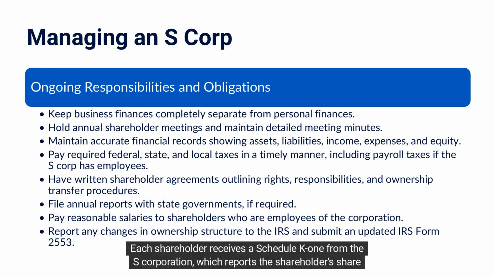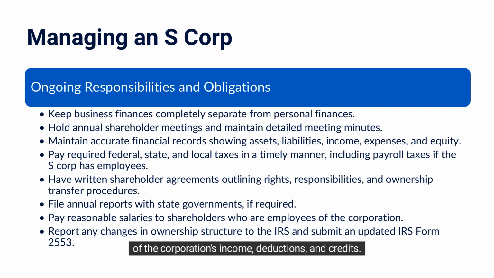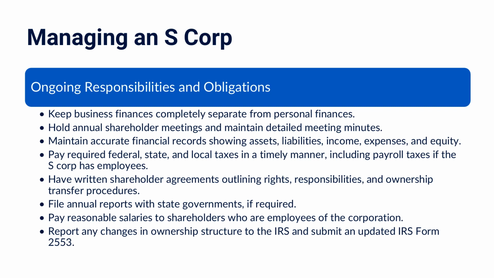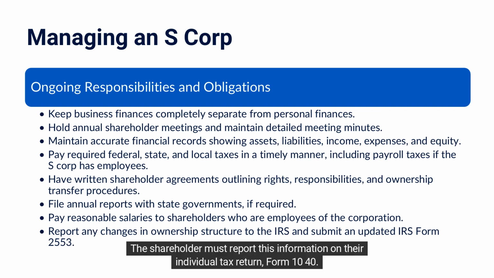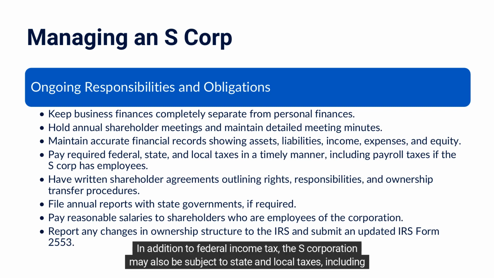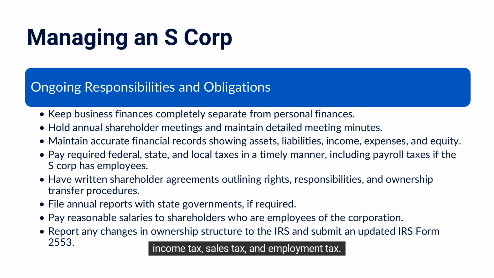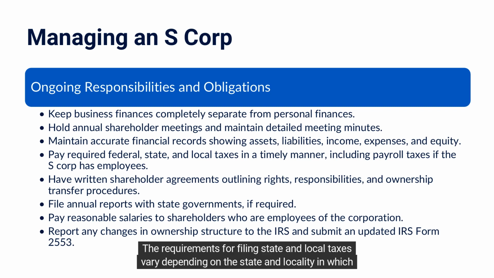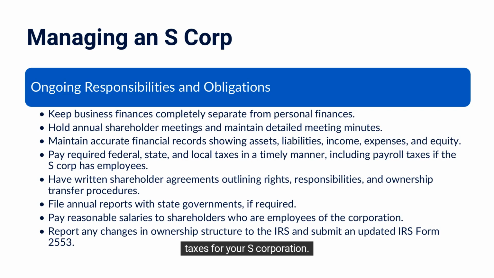Each shareholder receives a Schedule K-1 from the S corporation, which reports the shareholder's share of the corporation's income, deductions, and credits. The shareholder must report this information on their individual tax return, Form 1040. In addition to federal income tax, the S corporation may also be subject to state and local taxes, including income tax, sales tax, and employment tax. The requirements for filing state and local taxes vary depending on the state and locality in which the corporation operates. It's recommended to consult with a tax professional to ensure that you are properly reporting and filing taxes for your S corporation.